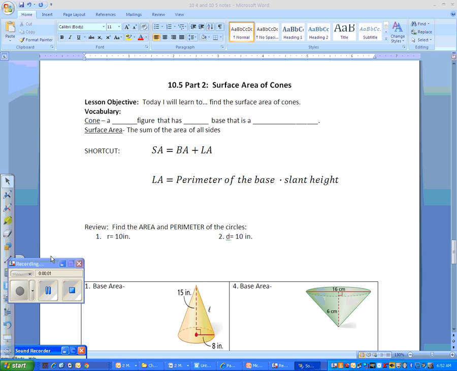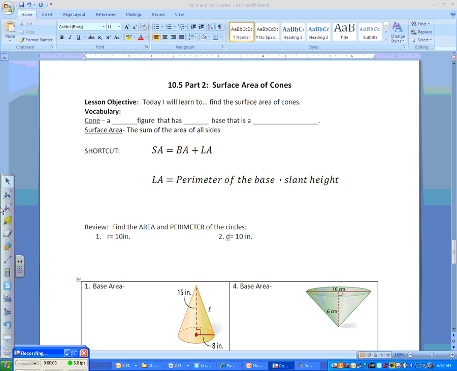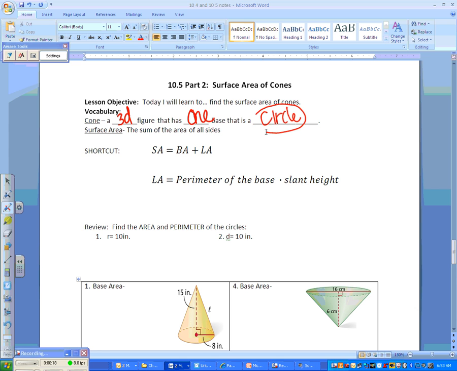Okay, the last bit of 10.5, the last figure we're going to talk about are cones. And remember, cones are really a lot simpler than pyramids because a cone, again, is a three-dimensional figure that has one base, much like a pyramid. But that base is always going to be a circle. And because this is always a circle, it's going to be easier to find the surface area.